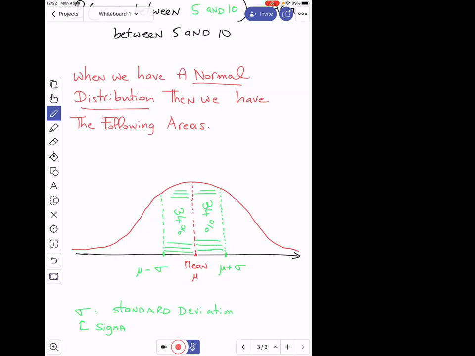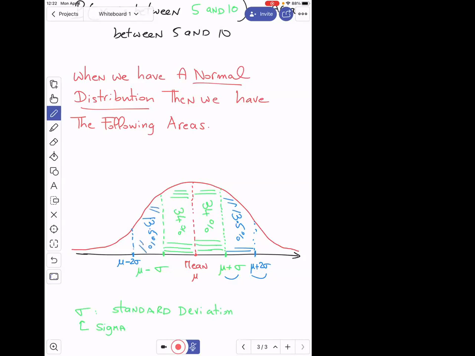Now, if you take the mean plus 2 sigma, so mu plus 2 times sigma, then the area between mean plus sigma and mean plus 2 sigma is actually 13.5%. The other side, you have the same thing. This is mean minus 2 times sigma, so it's again 13.5%.